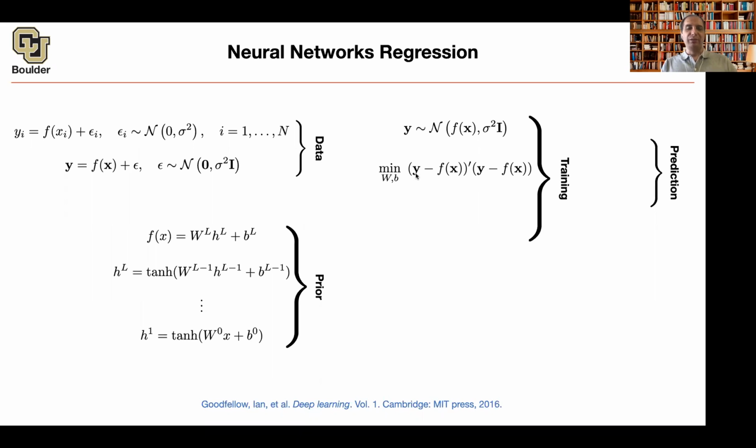This is in vector notation. If you expand it in terms of your data, you're going to get the familiar mean squared error, assuming that sigma is known. It's a constant. So you have a loss that you're going to minimize with respect to your weights and biases, and it's going to give you the best weight and bias.